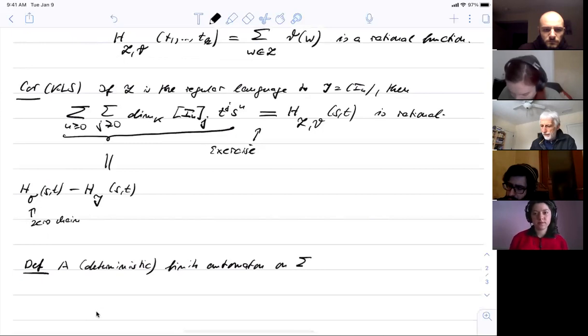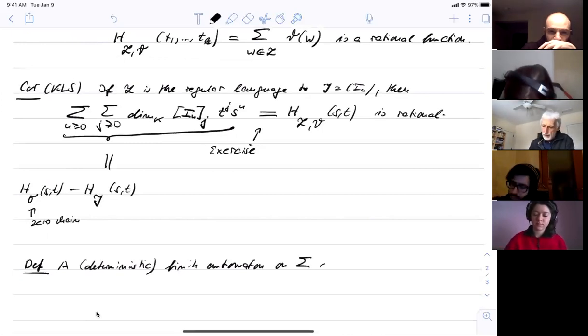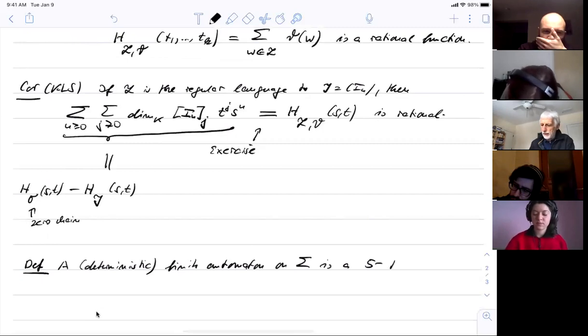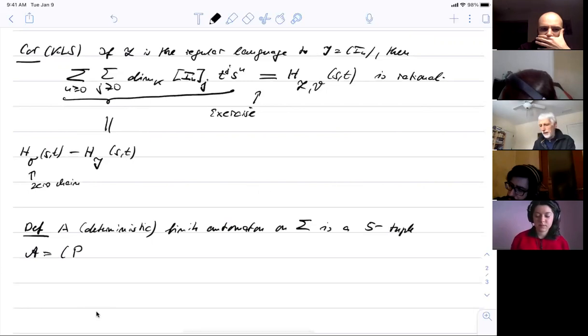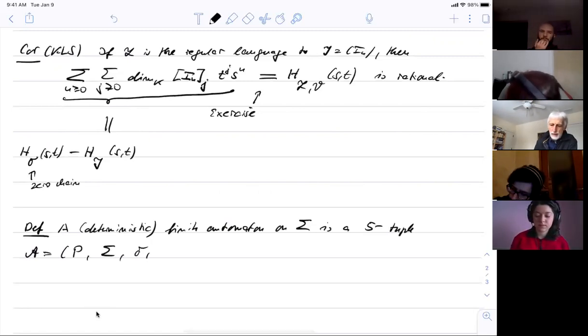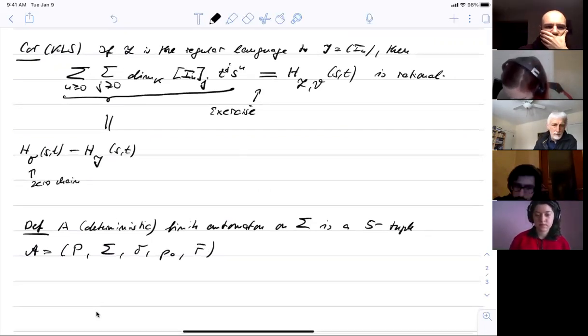On a finite set, our alphabet sigma, this is a 5-tuple. So bear with me. There are lots of words, but the idea is actually quite natural. So, okay, we have 5 ingredients for an automaton. We have a set P, we have our alphabet sigma, a map delta, P0, and F. And now let me say what these are.